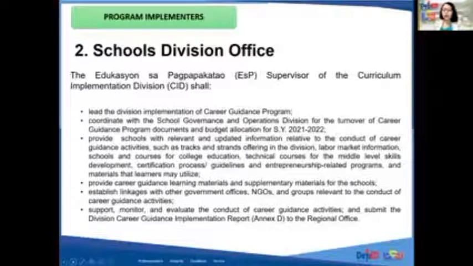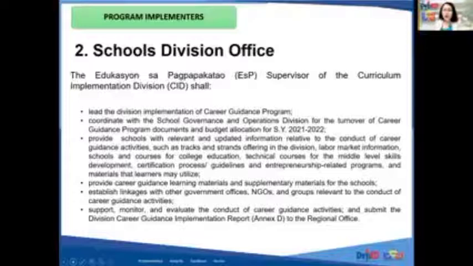So if ever na hindi pa po nakakapag-turnover, you may ask your SGOD, no? Pero kung nakapag-turnover naman na, no need. Kasi baka sabihin nila, kumbaga parang wala na kaming ita-turn over, no? Ito lang naman ay para doon sa mga hindi pa nakakapag-turn over.